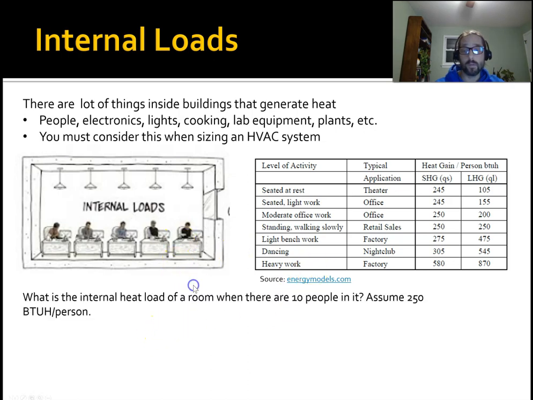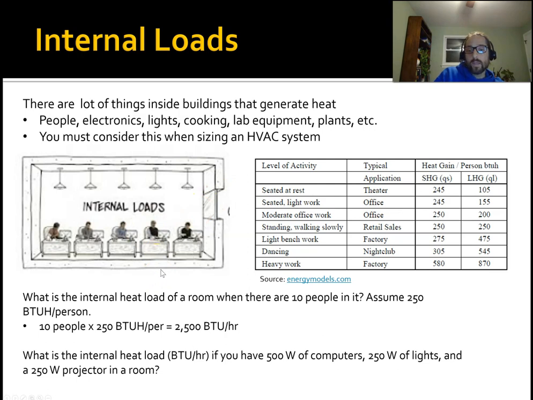So the average person emits about 250 BTU per hour, and they can go up. If you're doing something more active, you can go up to 400, 500 BTU per hour. But 250 is about a good average. So if I have 10 people inside of a building, assuming 250 BTUs per hour per person, how many BTUs per hour are they emitting? Really easy. 10 people times 250 BTU per hour is 2,500 BTUs per hour.